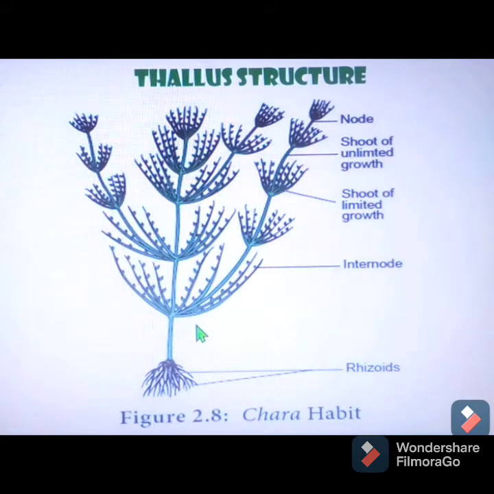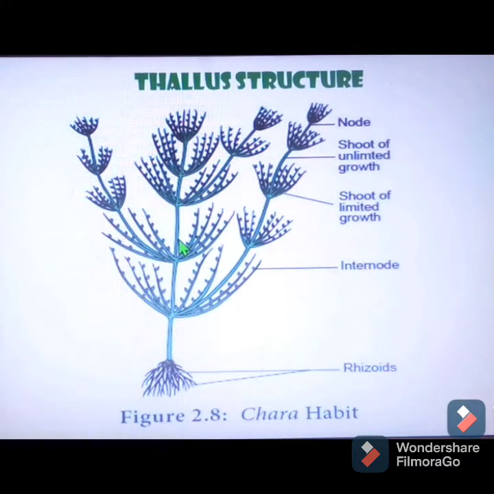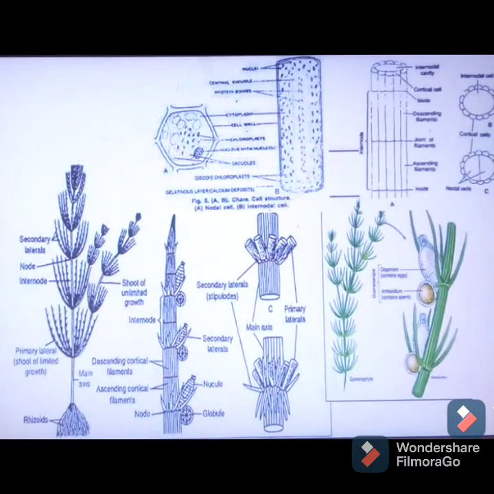Now the internode is made up of two types of cells. This part in between, the part between the two nodes, is referred to as the internode. So just remember, this internode is made up of two types of cells. Let us take a look at this diagram here.